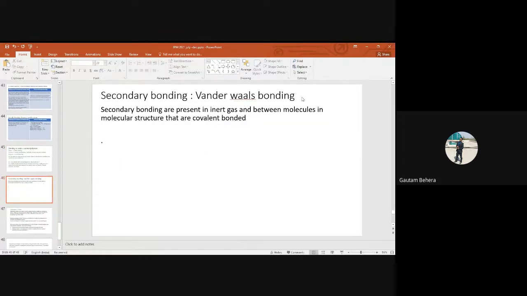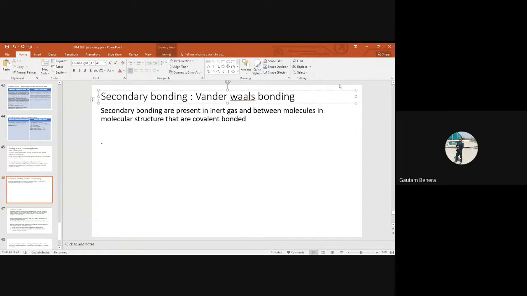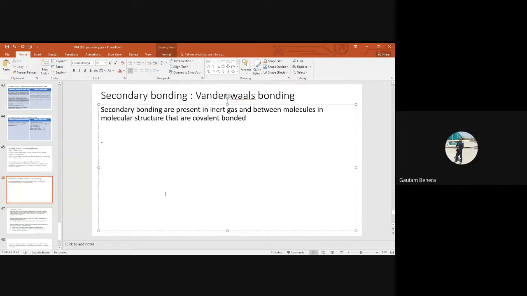Secondary bonding. Secondary bondings are basically van der Waals bonding, which is a weak bonding, a physical force. So you have to remember secondary bonding is basically present in inert gases and between molecules in a molecular structure that are covalently bonded.